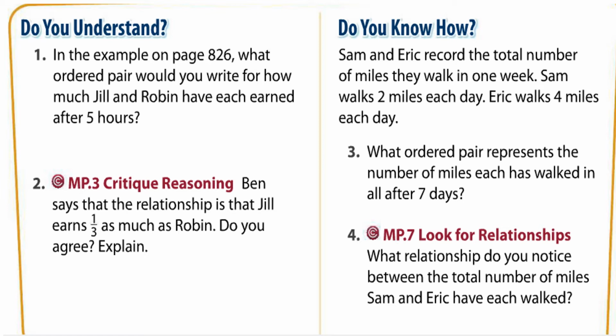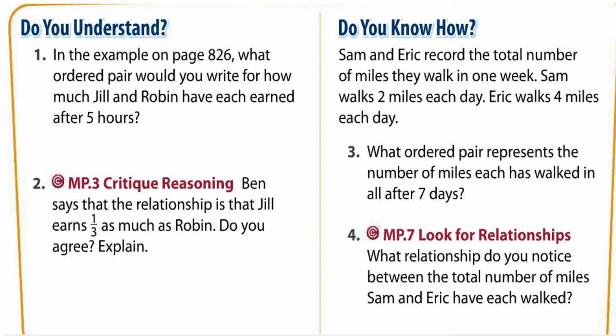So in question number one, he said in the example on page 826, which is the previous example, what ordered pair would you write for how much Jill and Robin have earned after 5 hours? Of course, I'm going to complete the table. I stopped with Jill at 20. Yes, after 4 hours, Jill earned $20. After 5 hours, just add 5 more to Jill, of course, it will be $25. So Jill has earned $25 after working 5 hours.